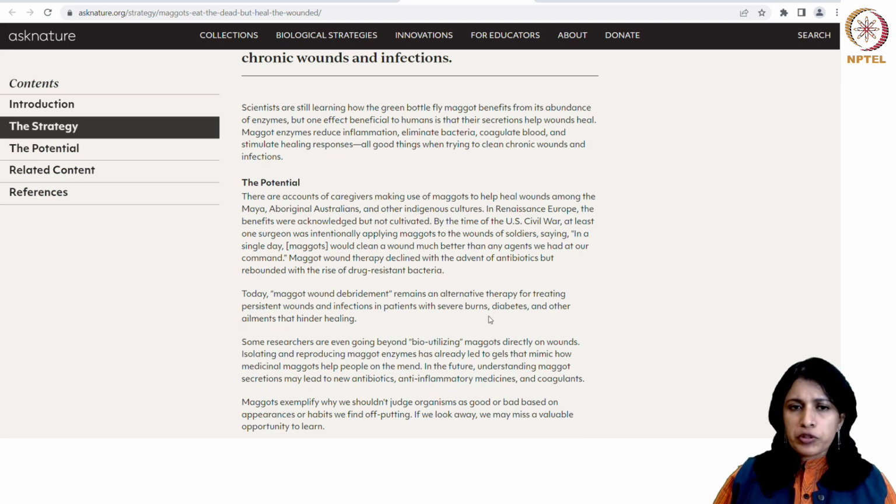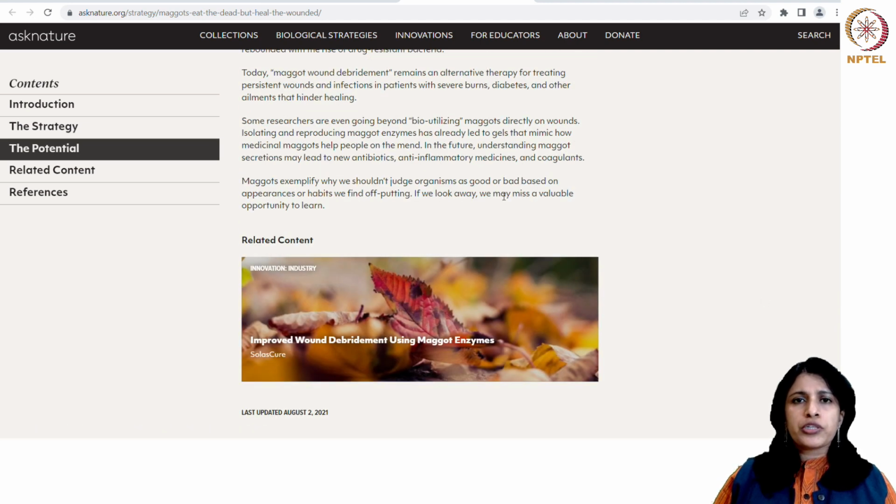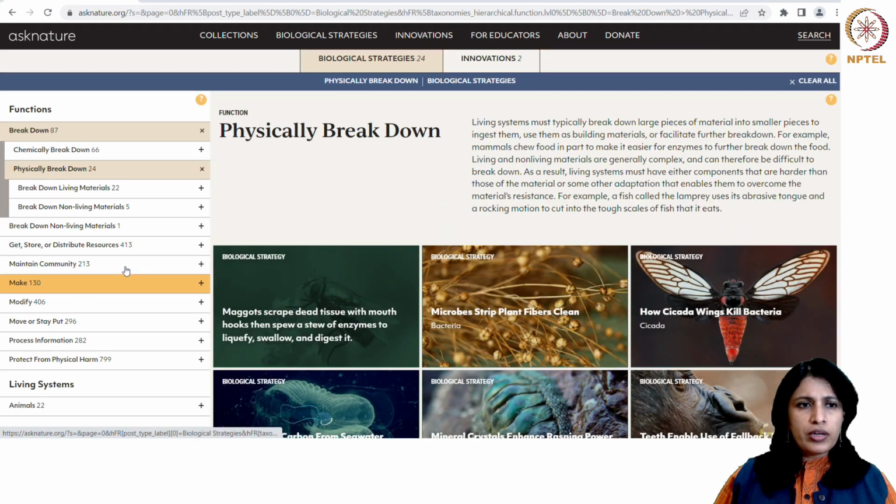What is the potential for this strategy? Which means how can this strategy possibly be applied in the human world? And if there is an innovation that has happened based on that, or there is a related function or strategy based on that, the links to that would be given here along with references. So that's how the taxonomy works on asknature.org. Now I'm going to come back to the taxonomy here.